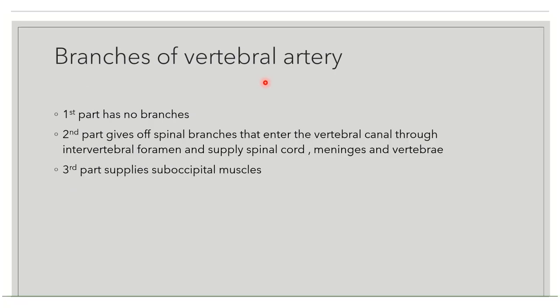Branches of the vertebral artery. The first part of the vertebral artery gives off no branches, while the second part gives off spinal branches that enter the vertebral canal through the intervertebral foramen and supply the spinal cord, meninges and vertebrae. Then the third part of the vertebral artery, as it is located in the suboccipital triangle, supplies the suboccipital muscles. And the fourth part of the vertebral artery is located in the cranial cavity and gives off branches there in the cranial cavity. So you will study those branches or that part of the vertebral artery later on.